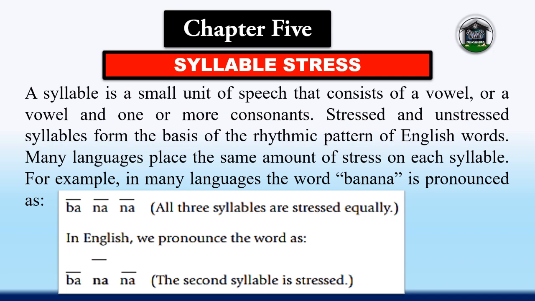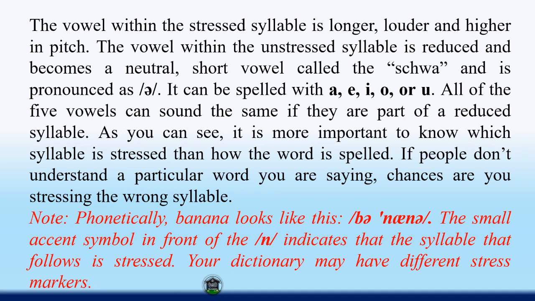Many languages place the same amount of stress on each syllable. For example, in many languages the word banana is pronounced with all three syllables stressed equally. In English, we pronounce the word banana with the second syllable stressed. The vowel within the stressed syllable is longer, louder, and higher in pitch.